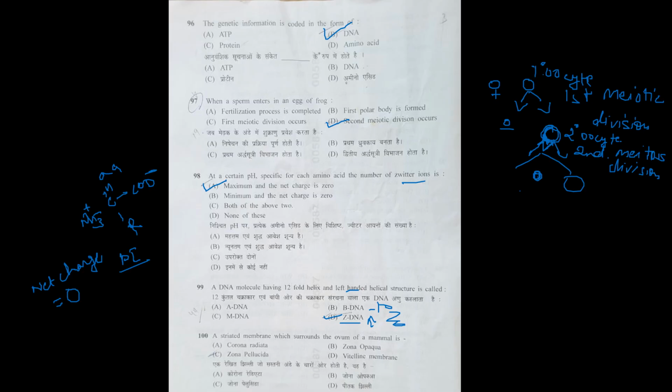Now next question is, a striated membrane which surrounds the ovum of a mammal is called the zona pellucida. So that's it.